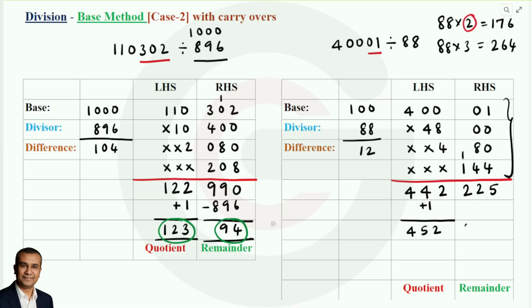So here again I am writing this remainder 225. Now 88 into 2. So this 2 should be added to the quotient here. Okay. So this becomes 454. Now 88 into 2 will get 176. So write 176 here, which has to be subtracted from 225. So 225 minus 176 will get 49. So quotient is 454 and remainder is 49.